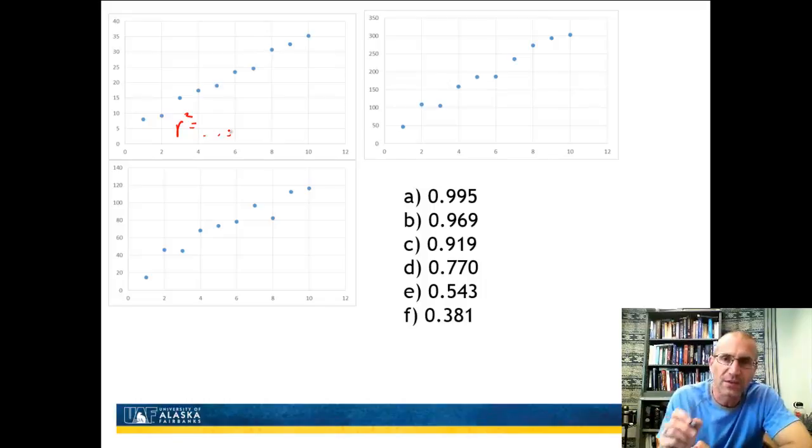So here's a quick thing to quantify what your gut feeling is for r-squared. Here I have 3 plots of data, and then I've got 6 options for r-squared values. So go ahead and pause the video and think for a minute and try to guess which one of these plots represents which one of these r-squared values.